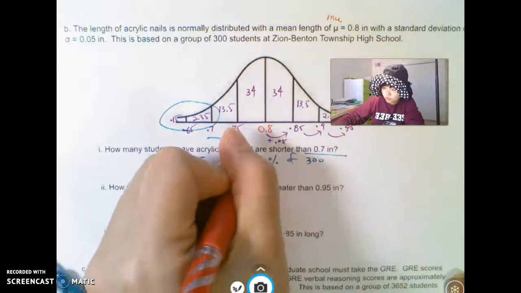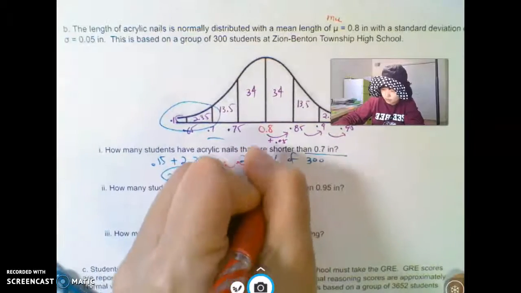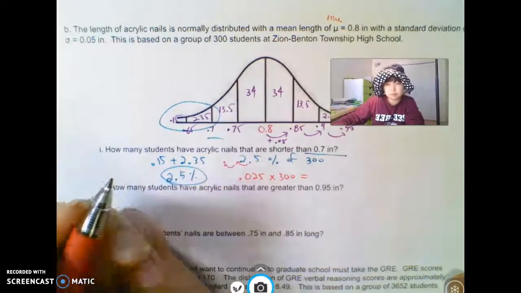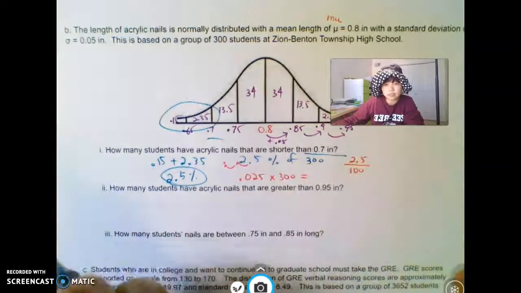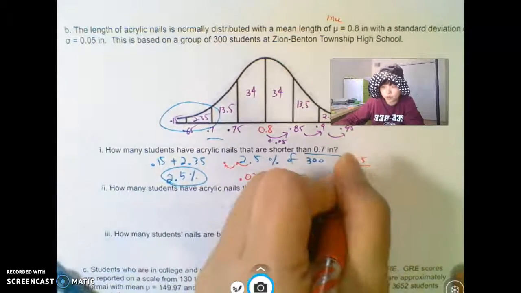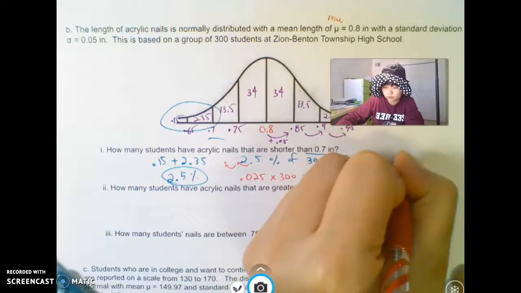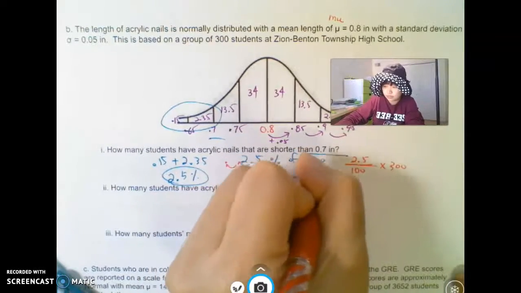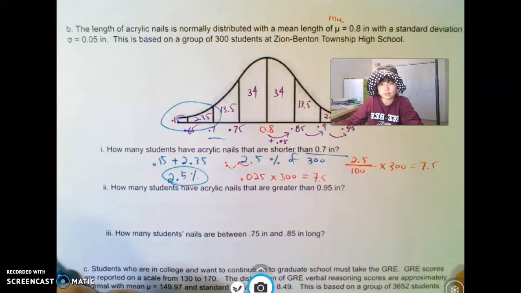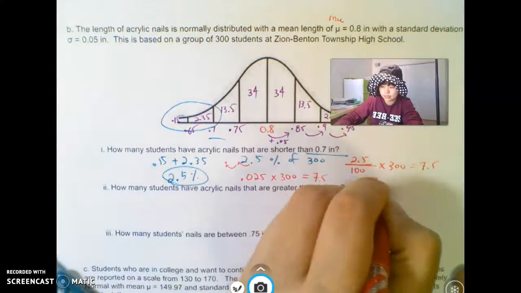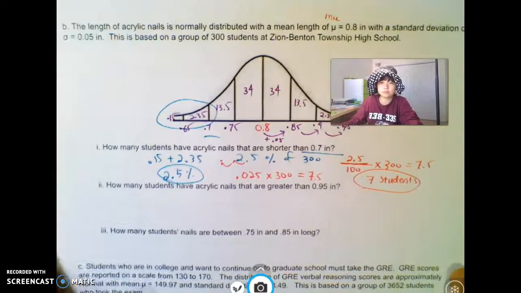So you could change. Now I think I should show you the two ways. You can do a decimal way like this, or if you prefer a fraction, you can also say 2.5% is always out of 100. So 2.5 percent divided by 100, times how many? 300. So you get 7.5. Well, if we get 7.5, it's not 8, it's just 7 students. Don't round up, just always round down.